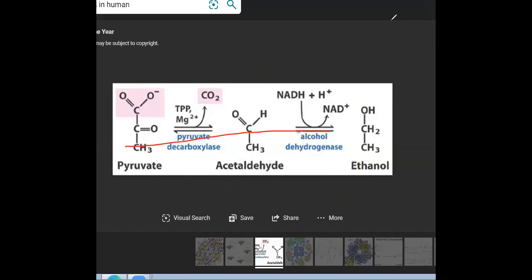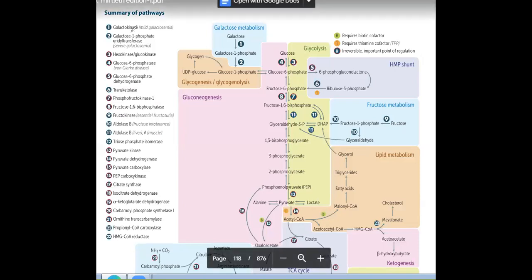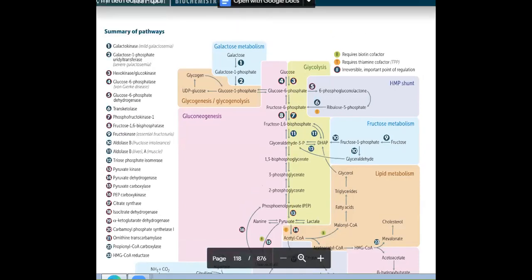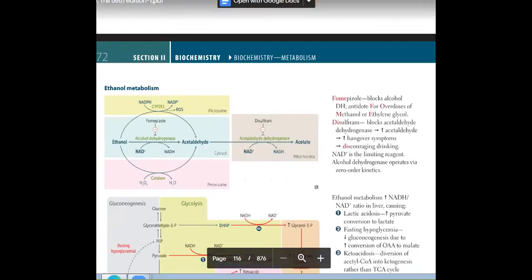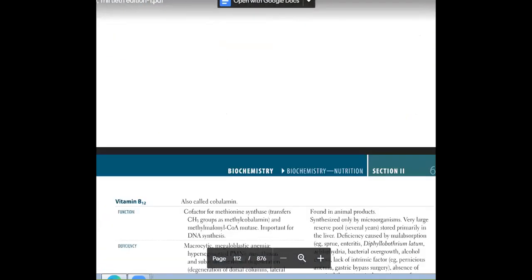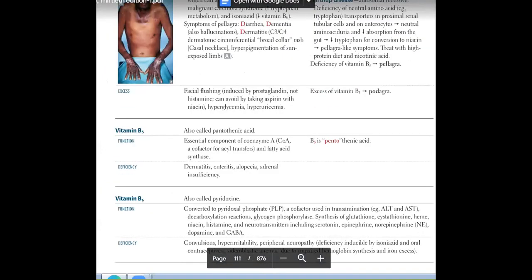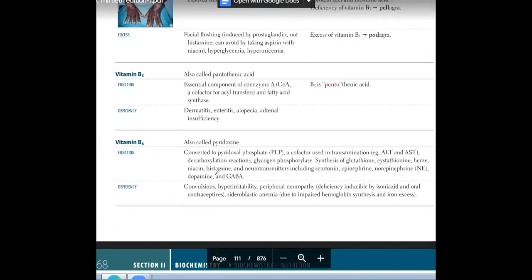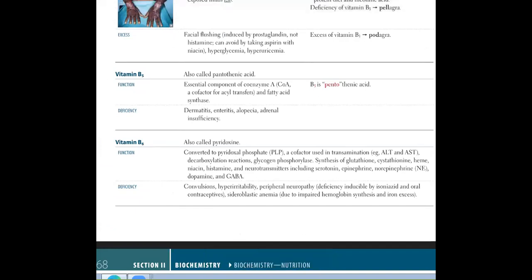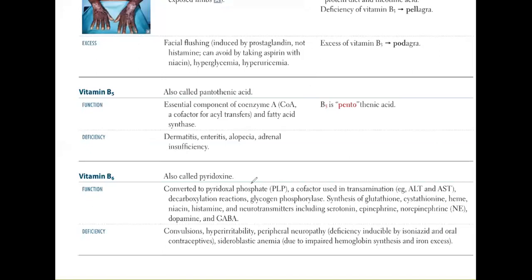So vitamin B6 is really important in all these mechanisms, okay? I guess now we are clear with transamination, decarboxylation reactions, and glycogen phosphorylase as well. Now let's move further. Synthesis of glutathione. Yeah, now this is really important.